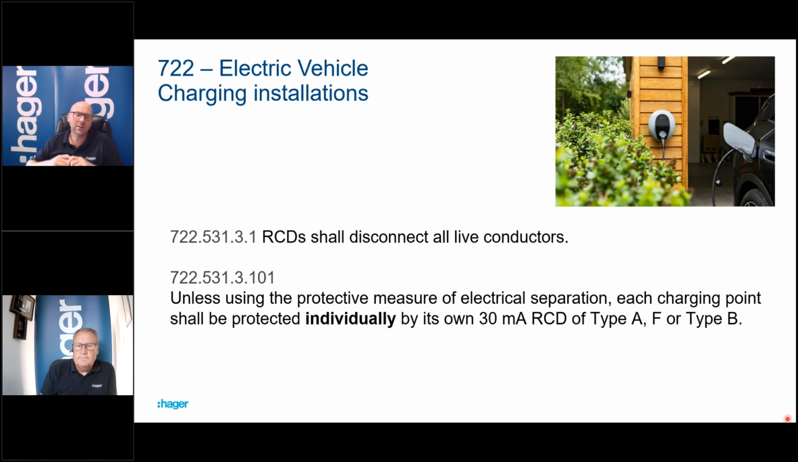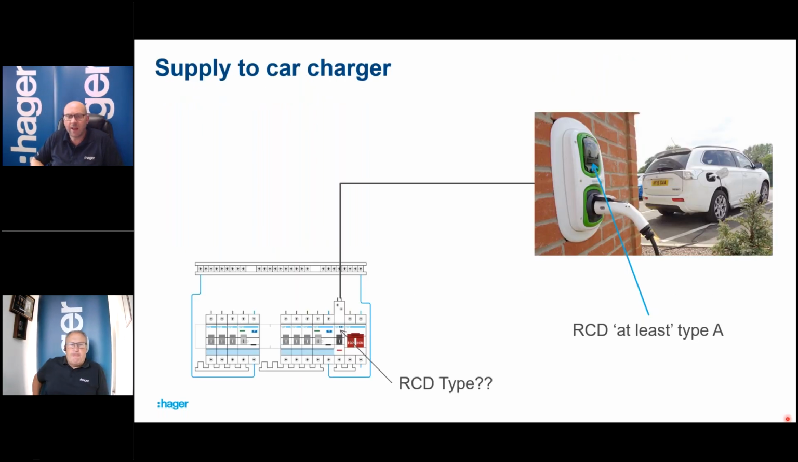Okay, so there's a few things there that have changed. Amendment 2 brought in this individual wording. Now the individual wording is to try and prevent you from putting a charge point on, say, a split load board with a number of other circuits. So the intention is that you supply this by its own RCD. So I'll just get Paul to flick the slide over to the next one.